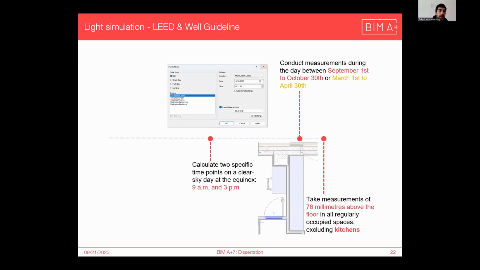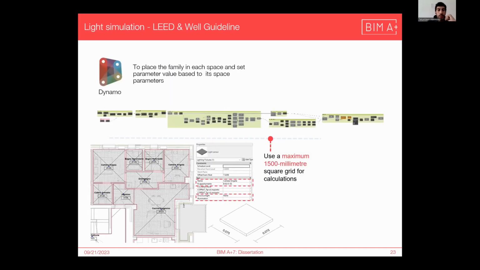Here, we conduct measurements during the day between September and October from Revit sun settings, and calculation for specific time points for the sky day at the equinox, 9 a.m. and 3 p.m., also from sun settings. And here, by region, we take measurements 76 millimeters above the floor for the kitchen. Here we place the family in the standard range to work as a sensor to host the sunlight and daylight factor total values.